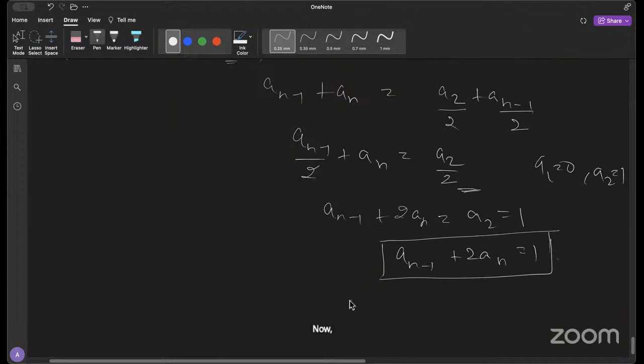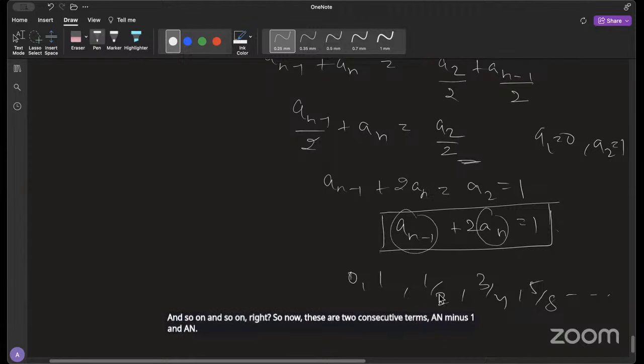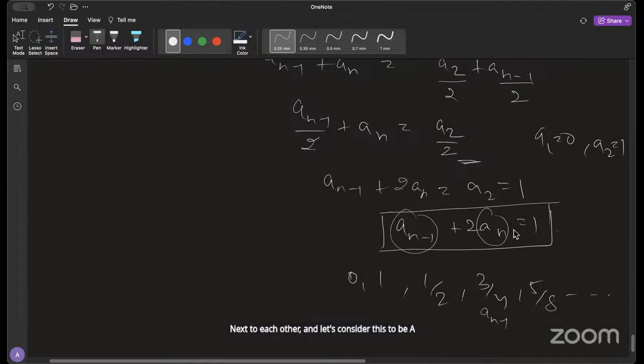Now our original sequence was 0, 1, then half, then 3 by 4, 5 by 8, and so on, right? So now these are two consecutive terms, an minus 1 and an, next to each other. Let's consider this to be an minus 1. Now, whichever option it is, if that's correct, that means this should be correct for all n belonging to natural numbers, right? So let me take n to be, this is a1, a2, a3, a4. So this is a4. So let's take n equals 5. So you will have a4 plus 2 times a5 equals 1.